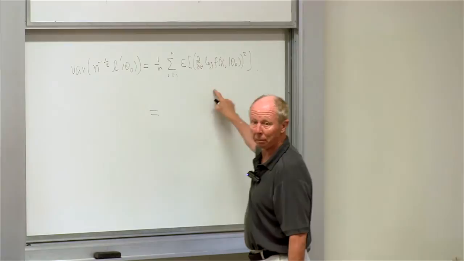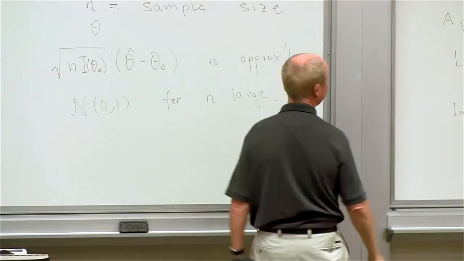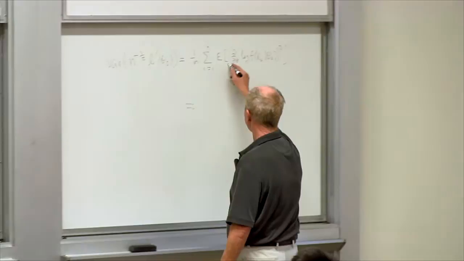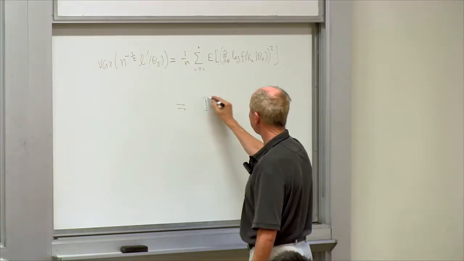If you don't believe me, let's go look over here. That's it. I of theta naught. And we have n terms that are all the same. So when we sum them, we get n times I of theta naught divided by that, we get this. Okay.